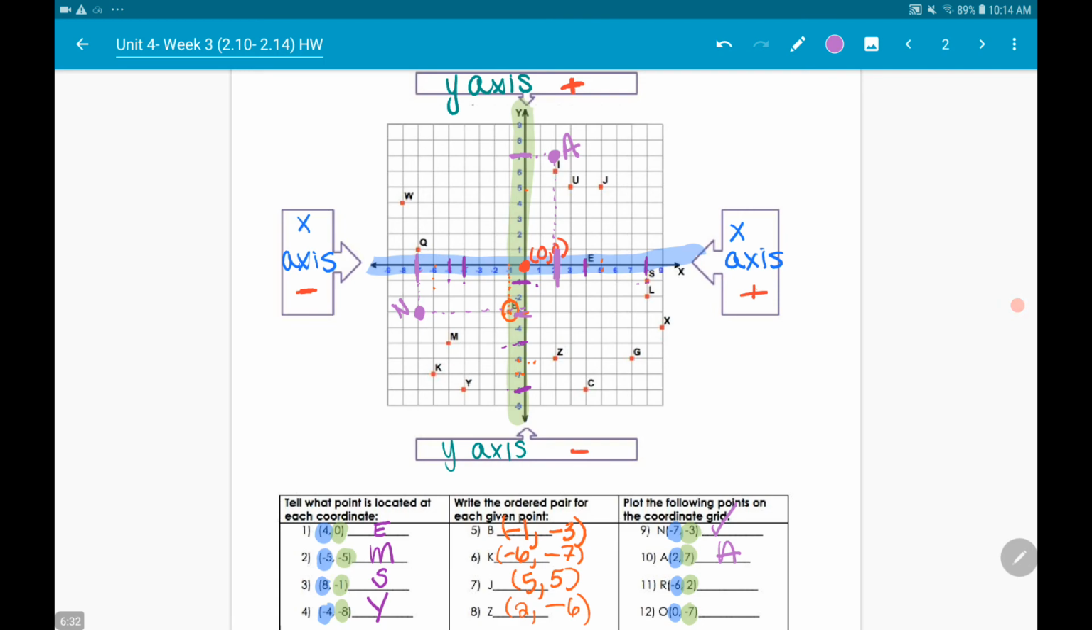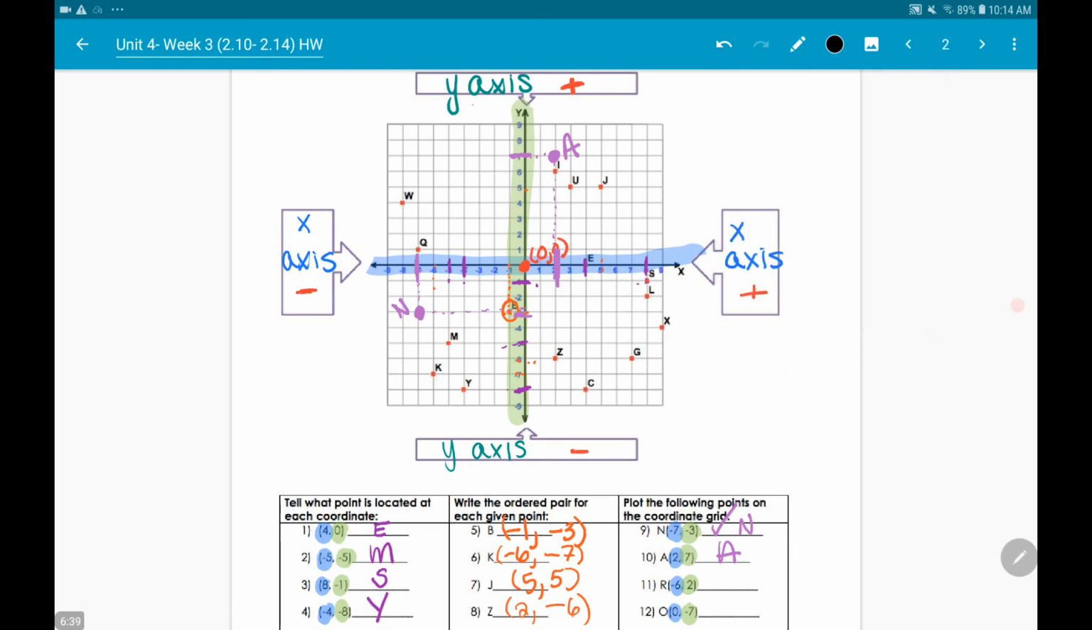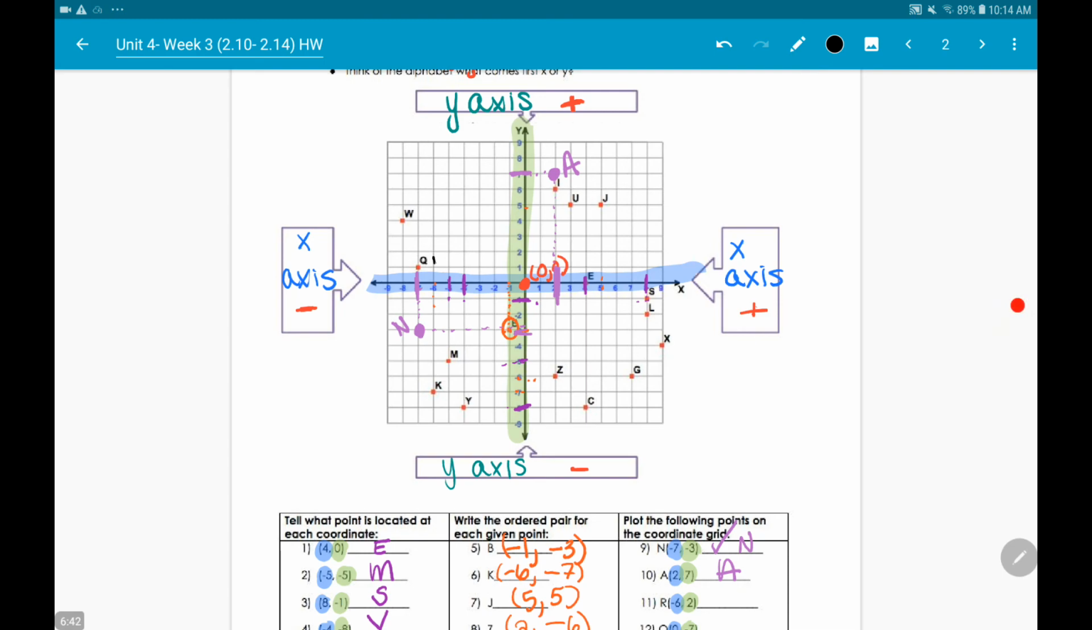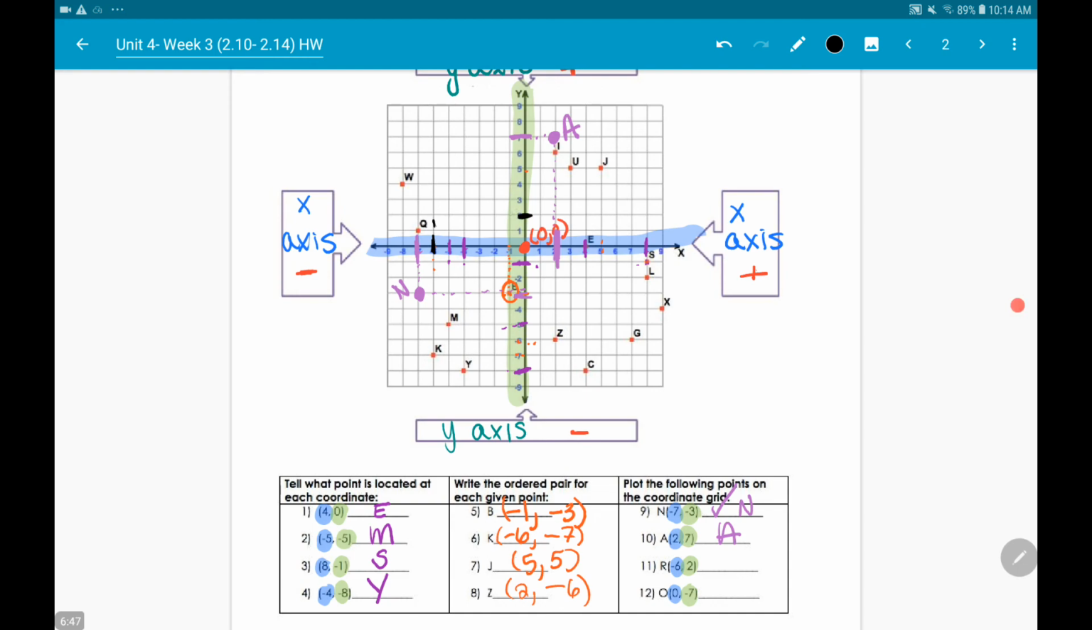This purple is a little hard to see, so I'm going to change it. All right, -6 is here. And 2 is here. Where do they come together? They come together here. That's going to be point R. And last is 0. So I start here, and then I find -7 on the green, and they come together right on the axis. That is O.